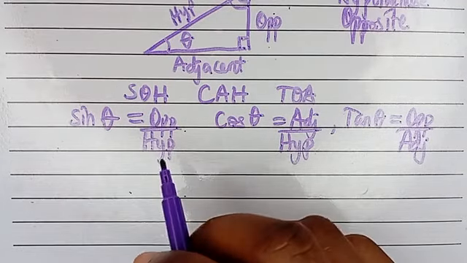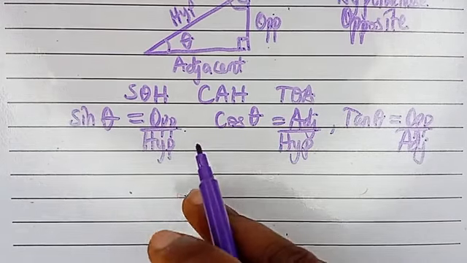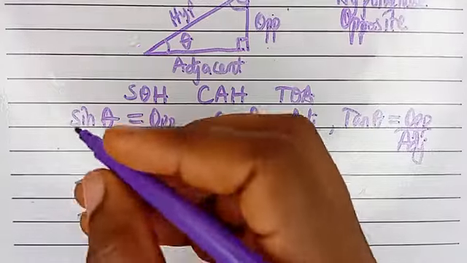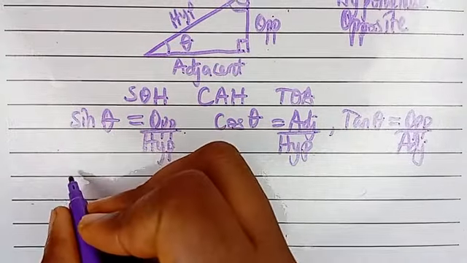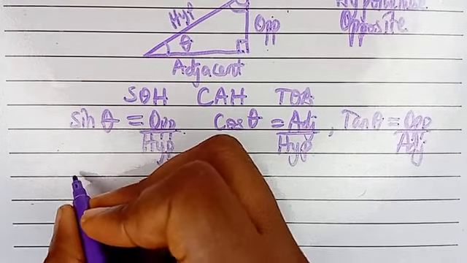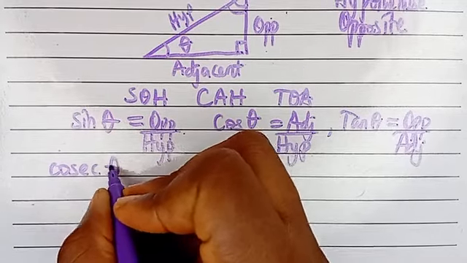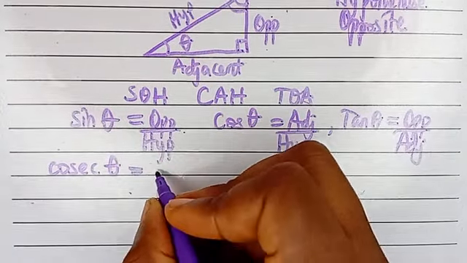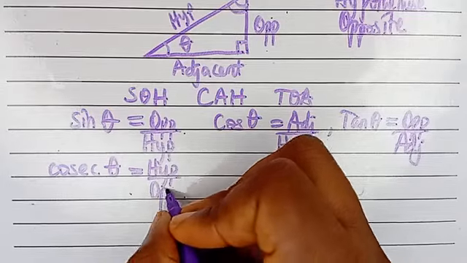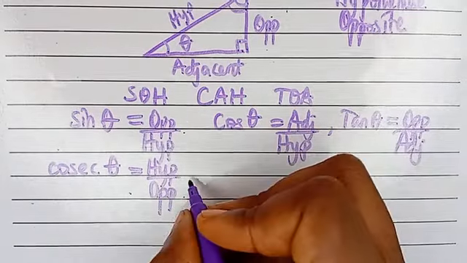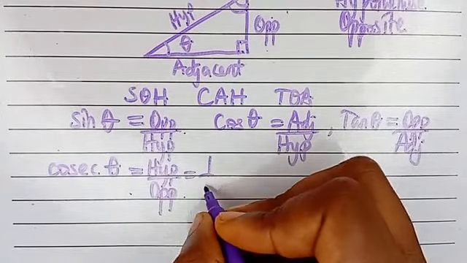Now, for all these basic trigonometric ratios, each of them has a reciprocal. The reciprocal of sine is cosecant. So we say that cosec theta is equal to hypotenuse over opposite, just exactly the reciprocal of this, or equal to 1 over sine theta.